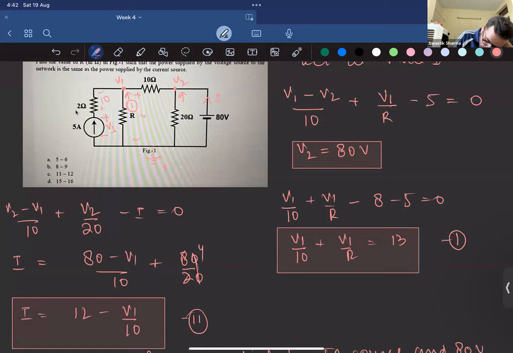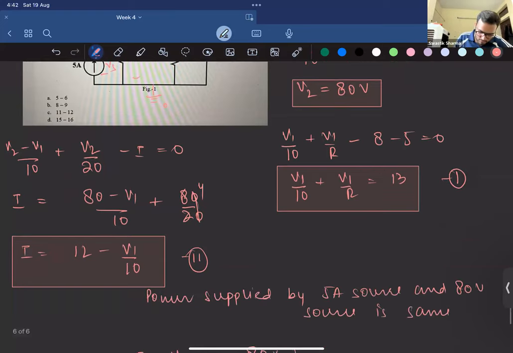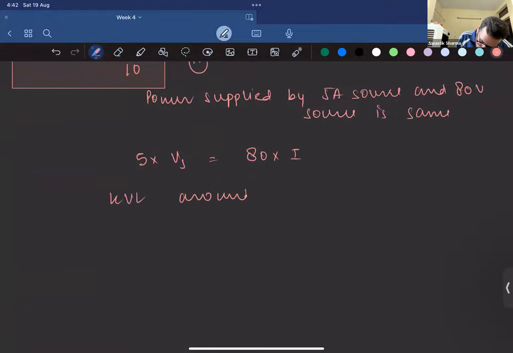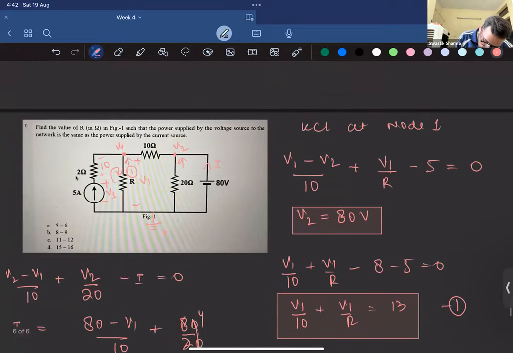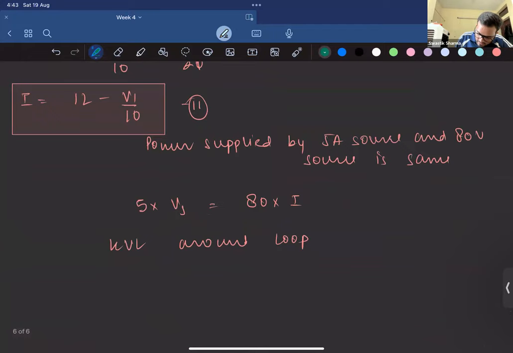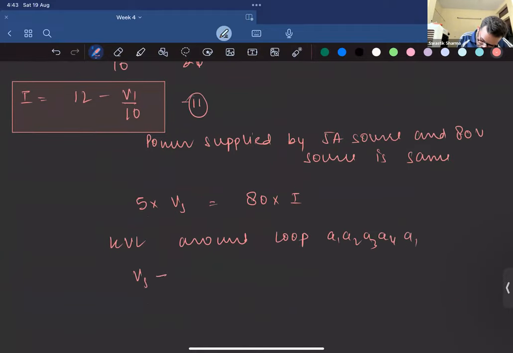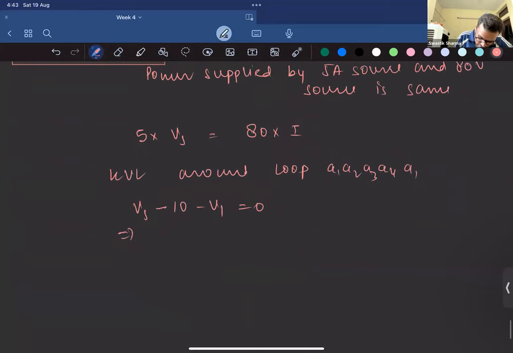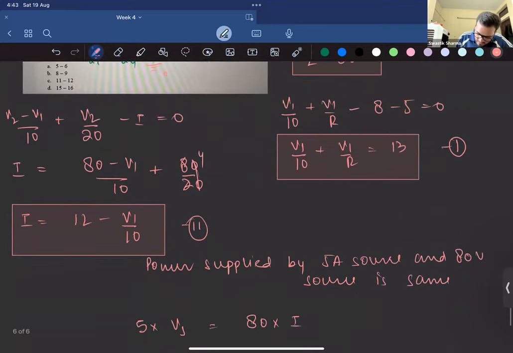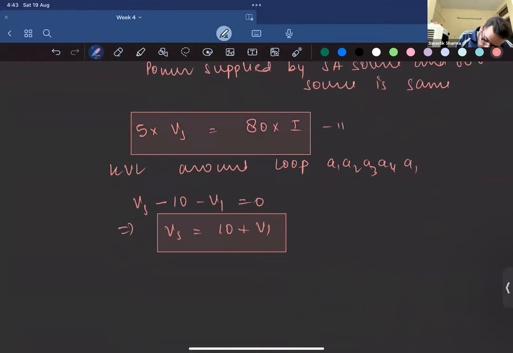So then you apply KVL around this loop, right? Let's give it a name. This is A1, A2, A3, A4. So KVL around loop A1, A2, A3, A4, A1 is nothing but Vs minus 10 minus V1 equal to 0, right? So that means Vs is equal to 10 plus V1. Great. Now how many equations do we have? We have 1, 2. This is the third equation, and this is the 4th. Substituting 4 in 3, what do we get?